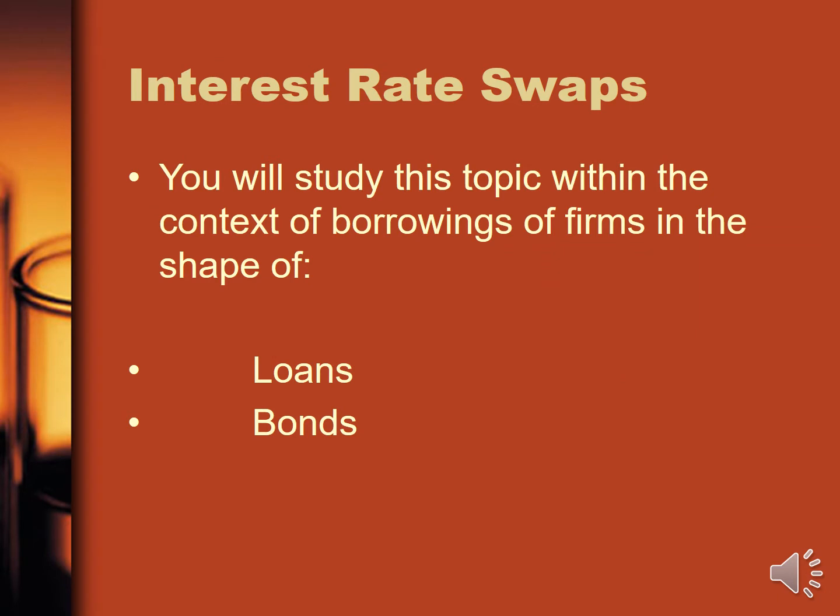As you know, the question of interest rate arises when you borrow money. There are two main sources of borrowing money. The first is taking a loan from a bank, and the other is issuing bonds. When you take a loan or issue bonds, you have to pay interest on the borrowed money, and you have to pay interest on the bonds that have been issued.